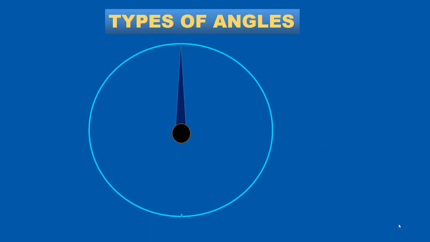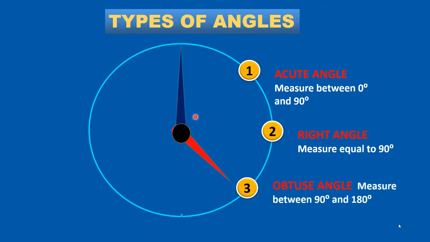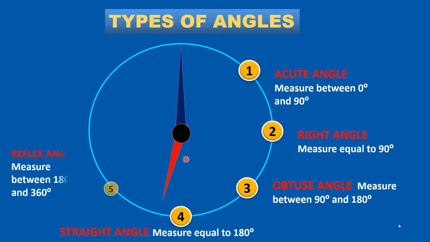All the angles which lie between 0 degree and 360 degree are classified into types of angles. Acute angle. It measures between 0 degree and 90 degree. Right angle. Its measure is equal to 90 degree. Obtuse angle. Its measure is between 90 degree and 180 degree. Straight angle. Its measure is equal to 180 degree. Reflex angle. Its measure is between 180 degree and 360 degree.